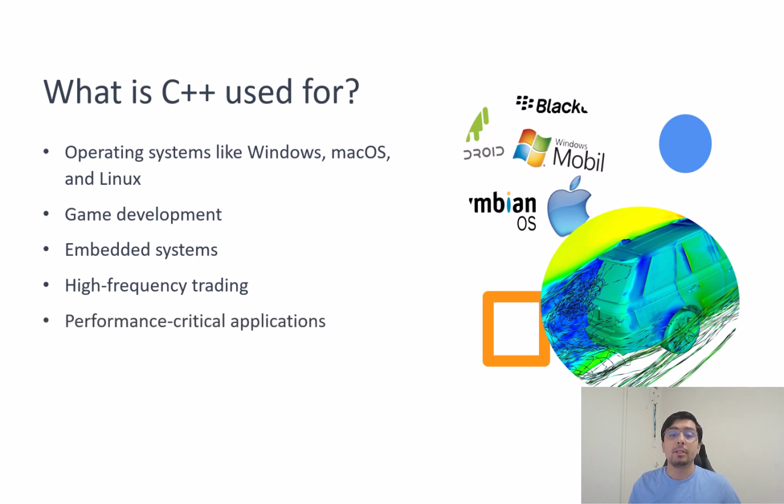Another area where C++ shines is in performance-critical applications. Scientific simulations, image and signal processing, and real-time applications like audio and video encoding require fast and efficient code execution. C++ provides the necessary tools and optimizations to handle these demanding tasks. With this information in mind, let's learn C++.